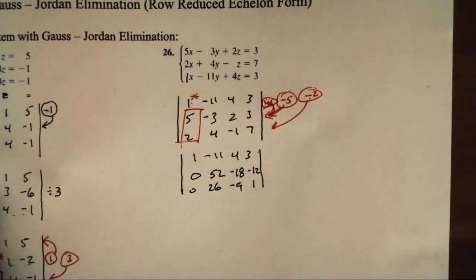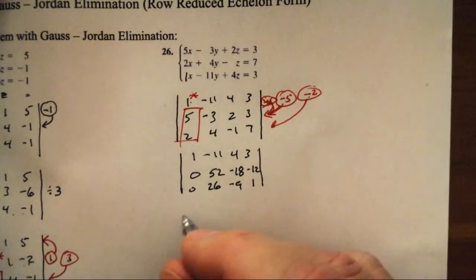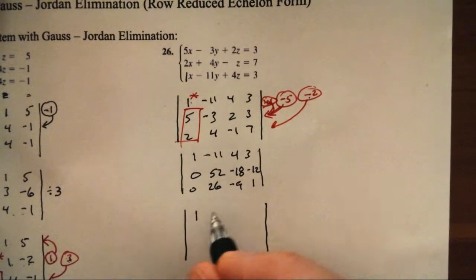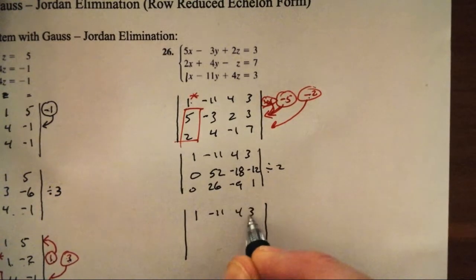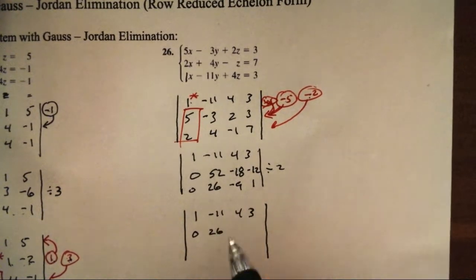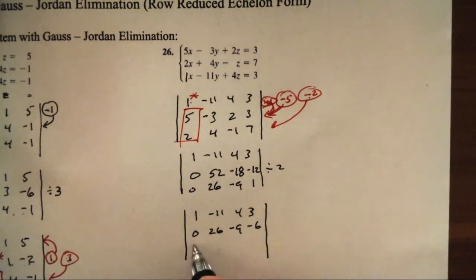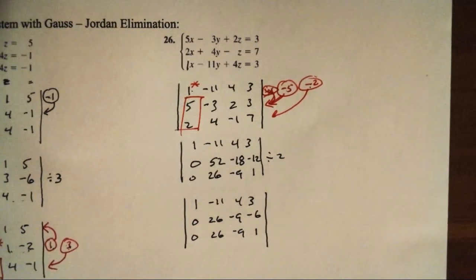So my next step would be, well, can I house clean anything? Well, I can at least reduce by 2 here. Mercifully, I can get those numbers down a little bit. So I'm going to divide by 2. 1, negative 11, 4, 3, 0, 26, negative 9, negative 6, and 0, 26, negative 9, 1.